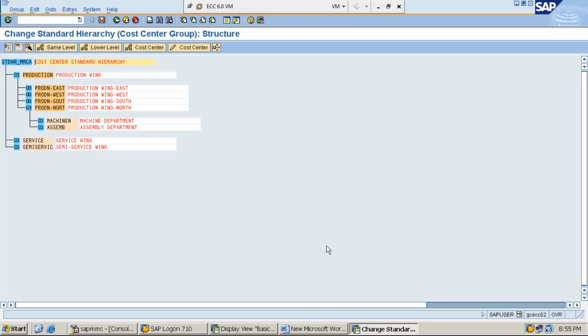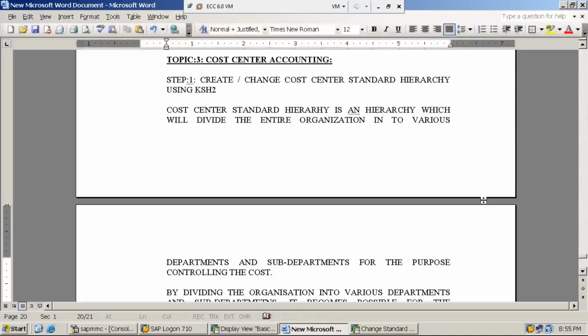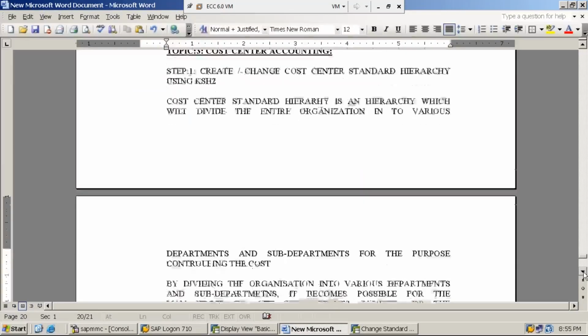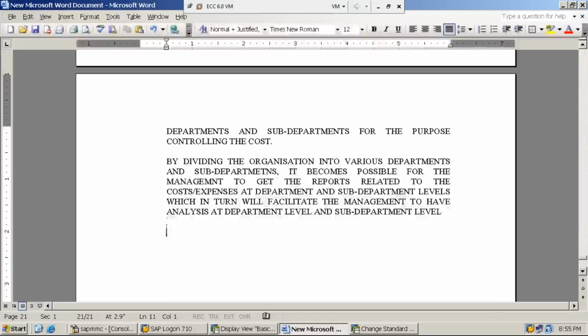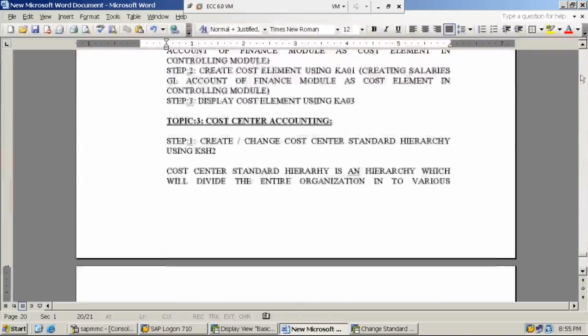The next step, number 2: display cost center standard hierarchy using KSH3. Using KSH3. Step number 2, it is not 3, 2. Display cost center standard hierarchy using KSH3.